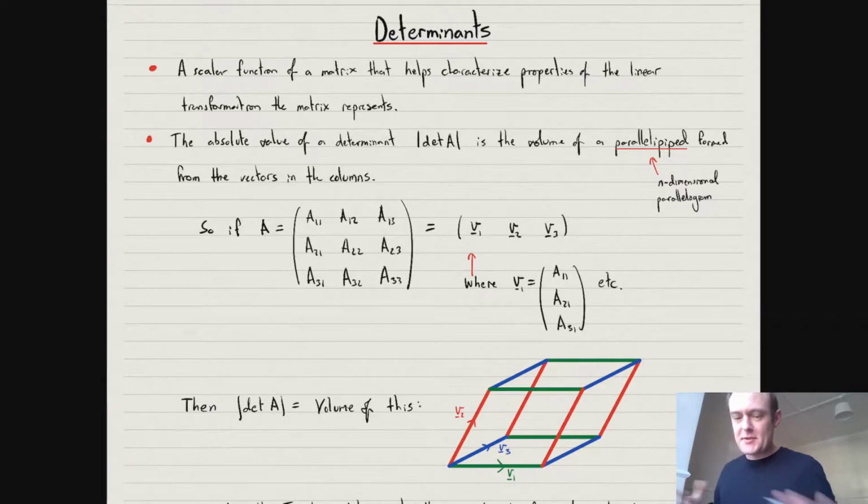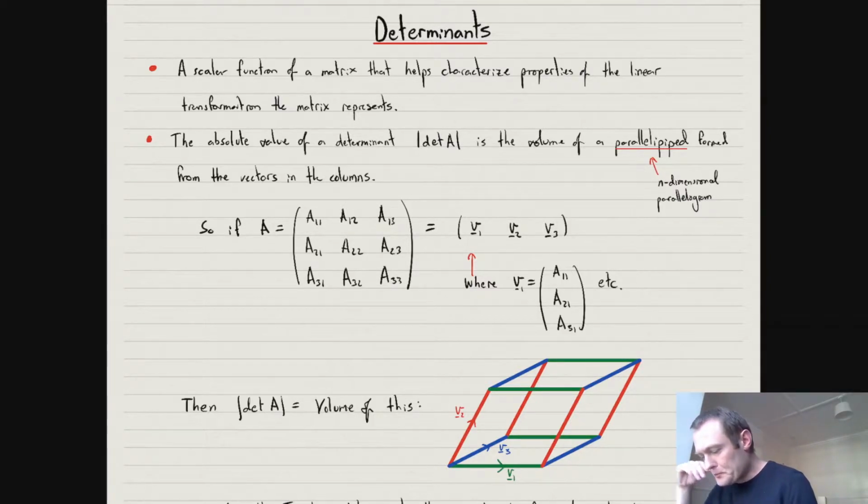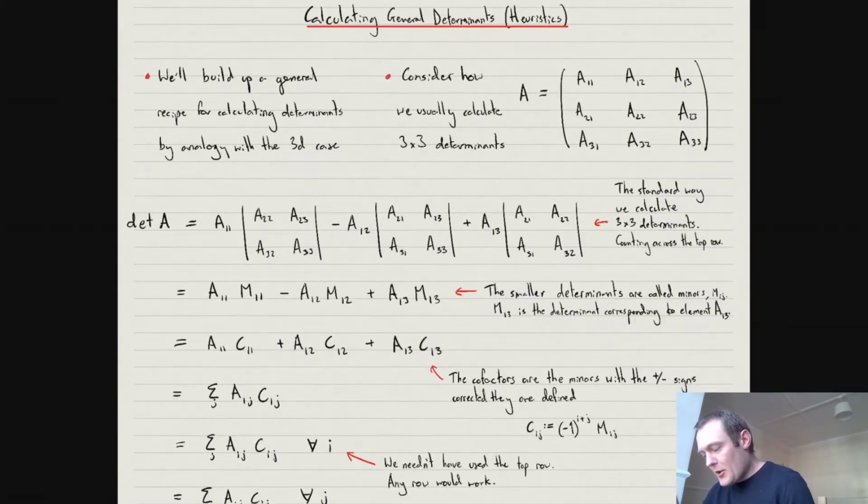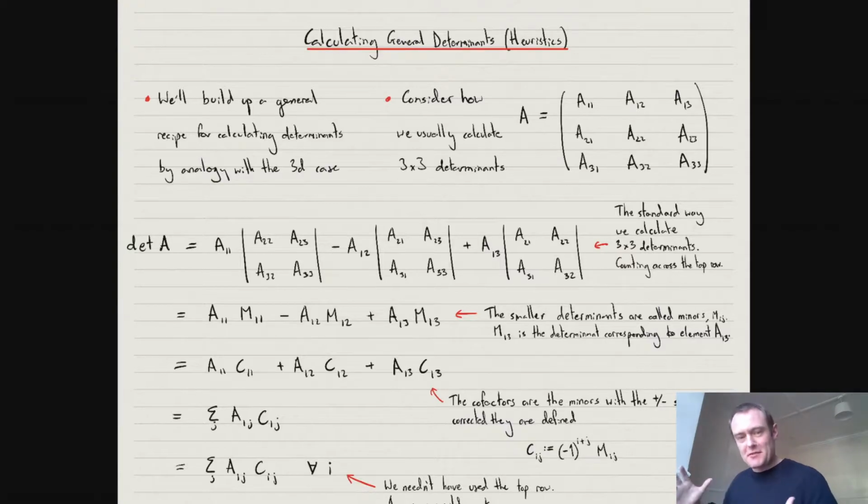So we've met 2D and 3D determinants before. We've not really talked about what they are. We've used them to translate across volume and integration measures. Here we'll talk a little bit about what they actually are, how to calculate general size determinants.